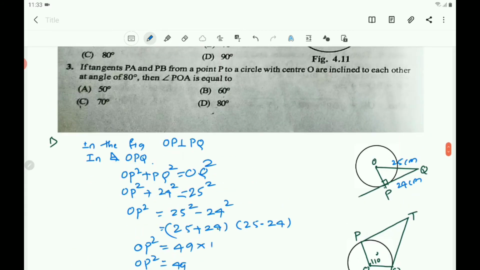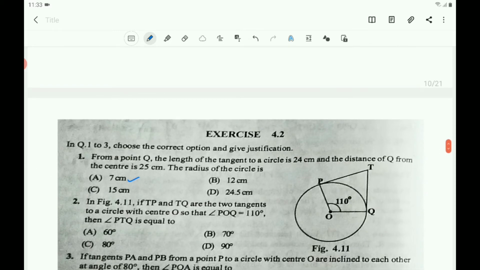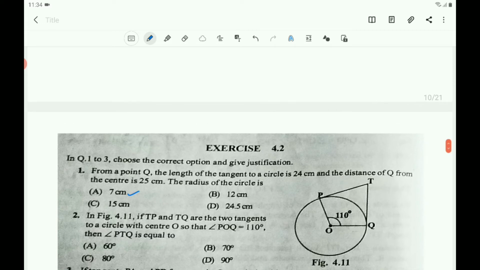Then the second question is, in the figure 4.11, if TP and TQ are the two tangents to a circle with center O, so that angle POQ equals 110 degree, then angle PTQ is equal to, the four options are 60 degree, 70 degree, 80 degree, 90 degree. Now you see the figure. Here the figure is given. TP and TQ are the tangents to the circle with center O from the external point T.